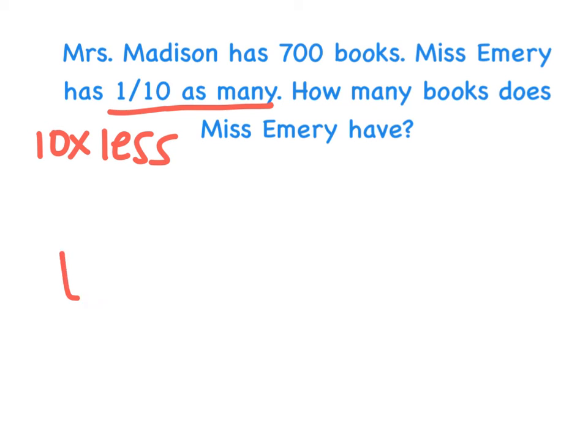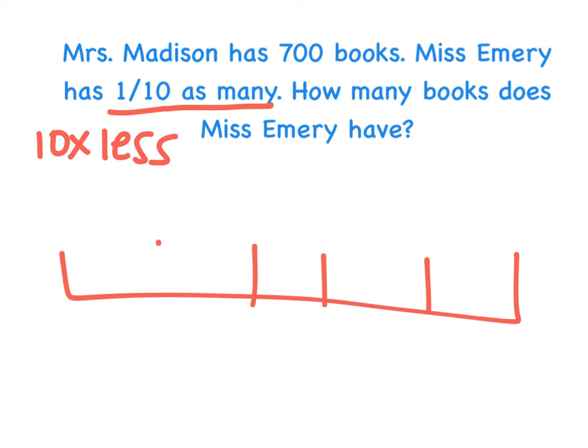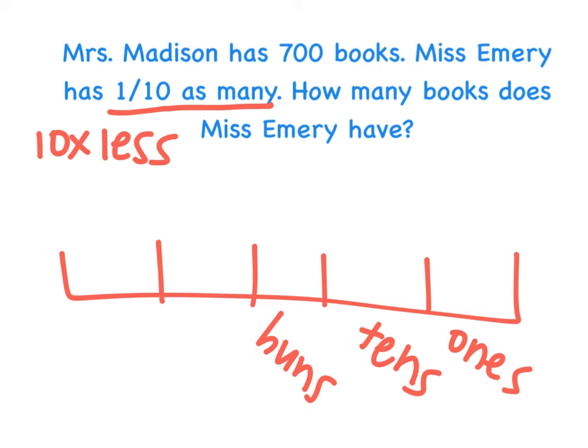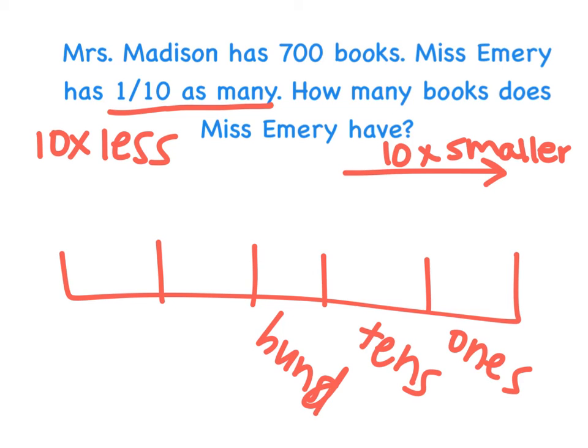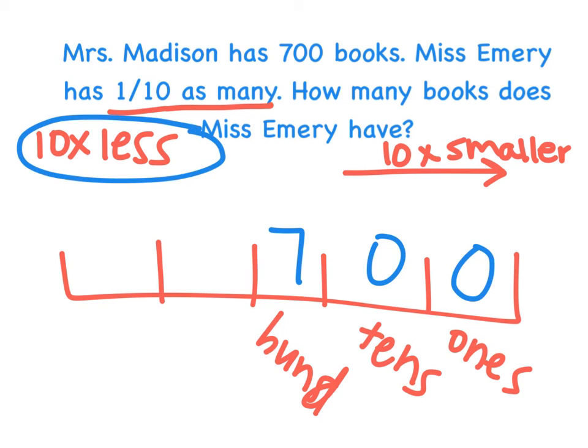We talked earlier that when we have a place value chart, here's my ones place, my tens, my hundreds, etc. As we go to the right, things get 10 times smaller, and as we go to the left, they get 10 times bigger. So if Mrs. Madison has 700 books and Miss Emery has 1/10 as many, that means 10 times less. So I need to make this number 10 times smaller.